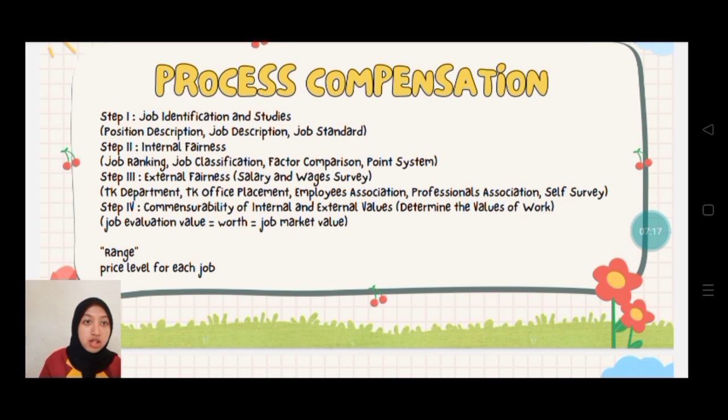Step 4. Commensurability of internal and external values, or determine the values of work: job evaluation value, job market value, range, price level for each job.